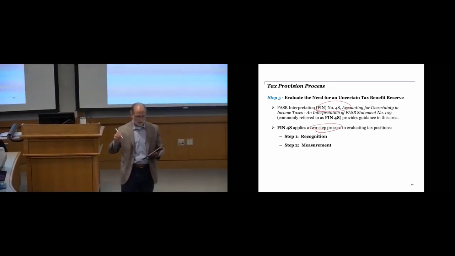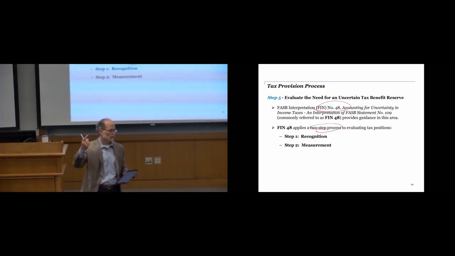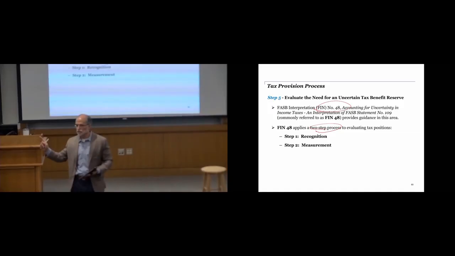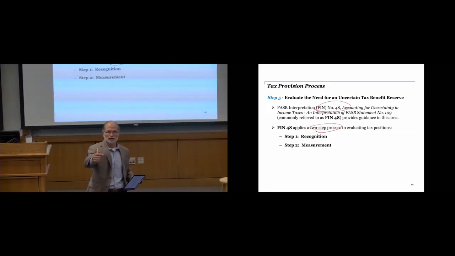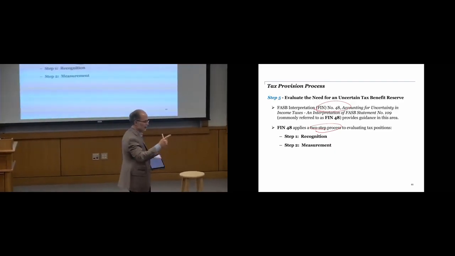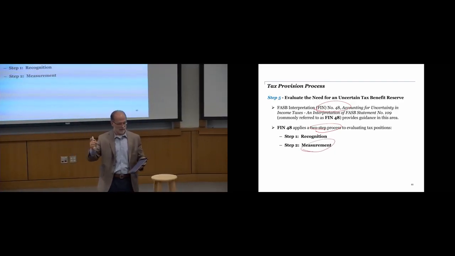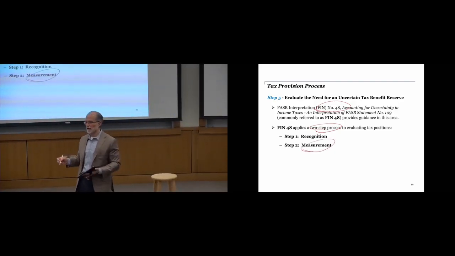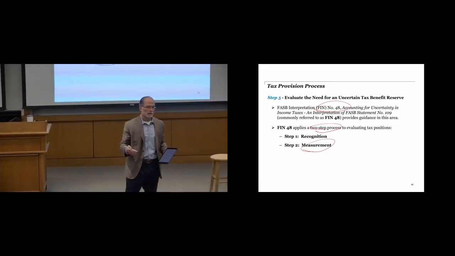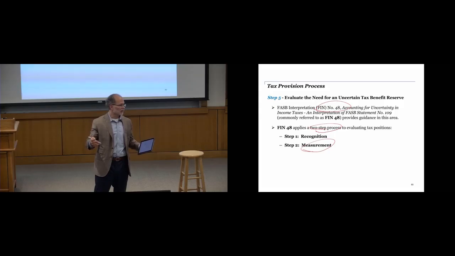So step 1 is recognition. I view this as a gating item. I don't put anything on the balance sheet unless I meet the recognition standard. Okay? That means if I get through step 1, I get to put something on my balance sheet. Step 2 tells me how much. That's the measurement exercise. But when people are preparing their tax provision, they're always doing a FIN 48 analysis.